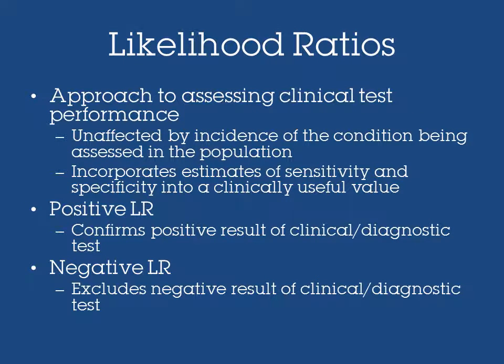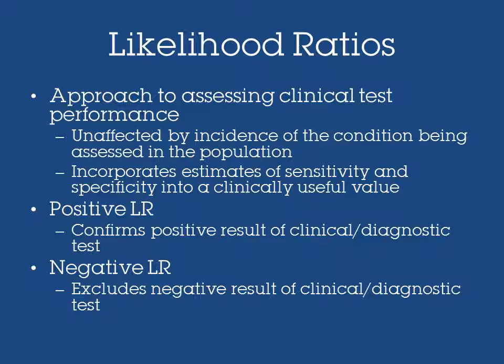The next thing I want to talk about, which kind of goes right in with sensitivity and specificity, is what's called likelihood ratios. And likelihood ratios is a different approach to specificity and sensitivity that assesses a clinical test performance. It's unaffected by the incidence of the condition being assessed in the given population. And it incorporates estimates of sensitivity and specificity, just like I mentioned, but into a clinically useful value. So the problem is sometimes with specificity and sensitivity, it's hard to interpret what that actually means.